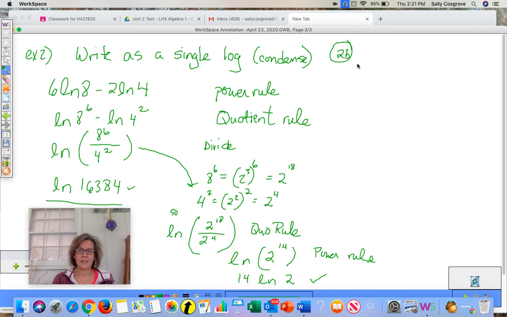All right. So same thing. I'm going to write it as a single log. And we have 2 times the ln of 5 plus 4 times the ln of 2 plus the ln of 5y.